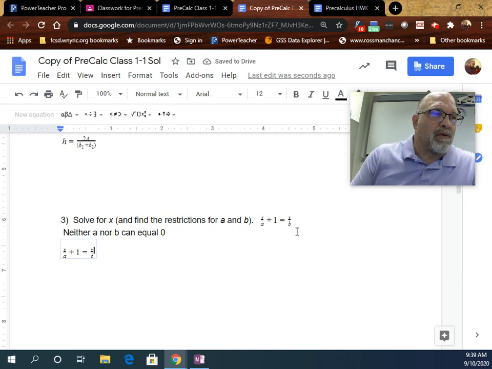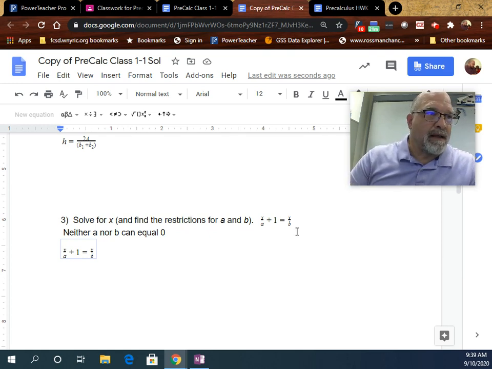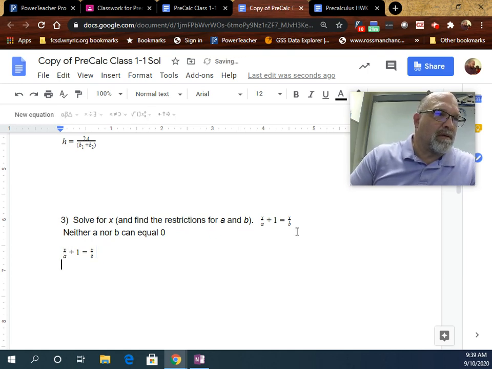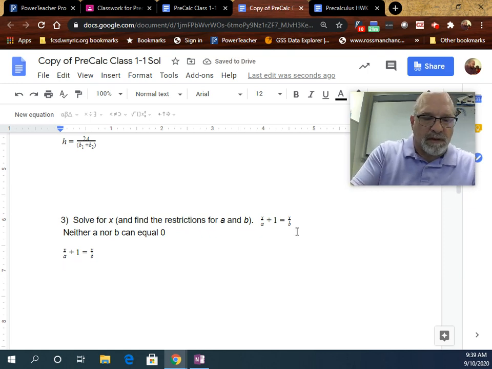Now, if I multiply both sides by ab, well, I have to multiply every piece of this. So a gets eliminated. In fact, this one might be easier if I don't copy and paste, because I don't want the fractions anymore. So this is going to be bx plus ab is equal to ax.